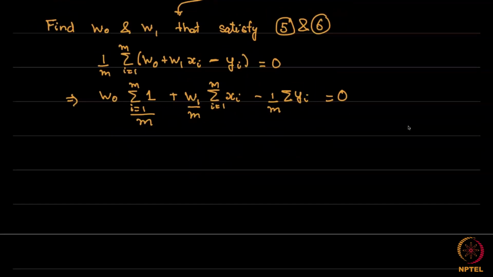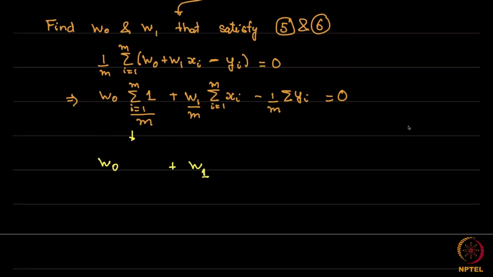Again, the first term is simply W naught. Sigma 1 from i equal to 1 to m is simply m. So m by m, so that's 1. This is W naught plus W1. Let's use some terminology. This is the average value.